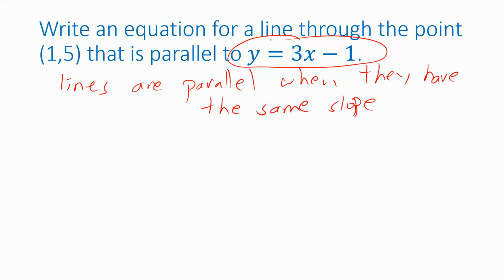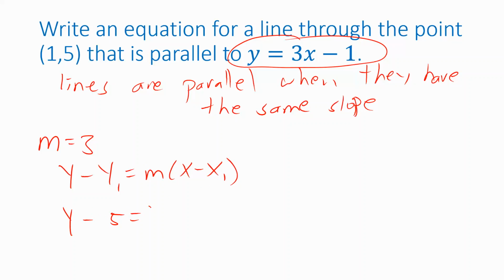We can see right away that that line has a slope of 3. So because I want a line that's parallel to that, my line should also have a slope of 3. Now I'm ready to use my point slope formula. y minus y1 equals m times x minus x1. Plug values in. My y1 is the y value of the given point, so that's 5. m is the slope, 3. And x1 is the x value of the given point, which is 1.